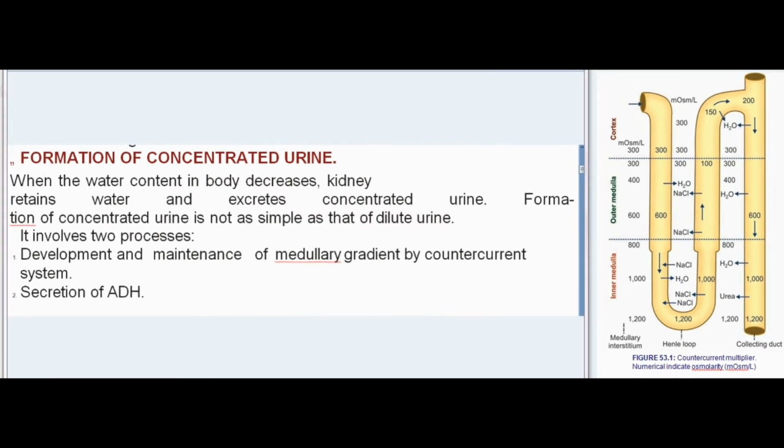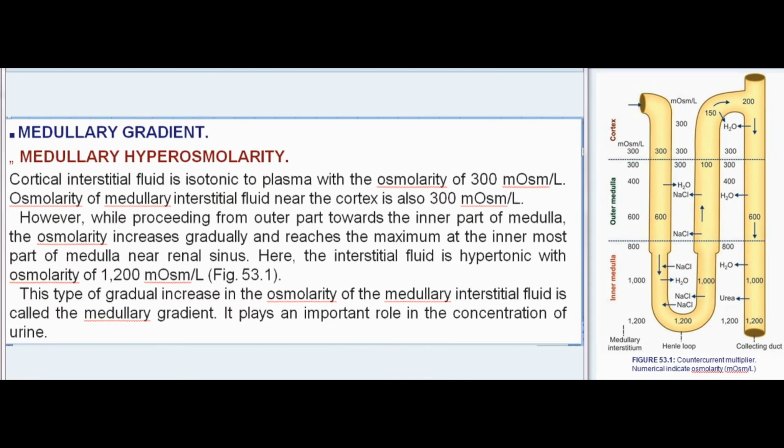Formation of concentrated urine. When the water content in the body decreases, the kidney retains water and excretes concentrated urine. Formation of concentrated urine is not as simple as that of dilute urine. It involves two processes: development and maintenance of medullary gradient by countercurrent system, and secretion of ADH.